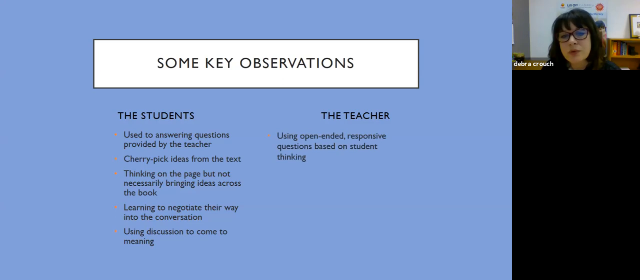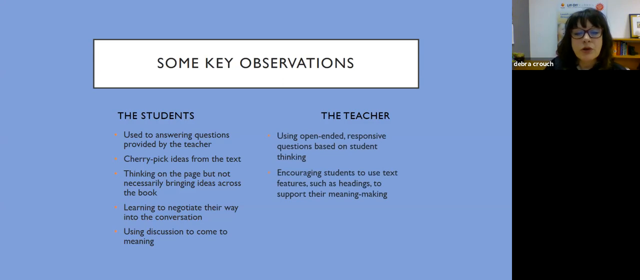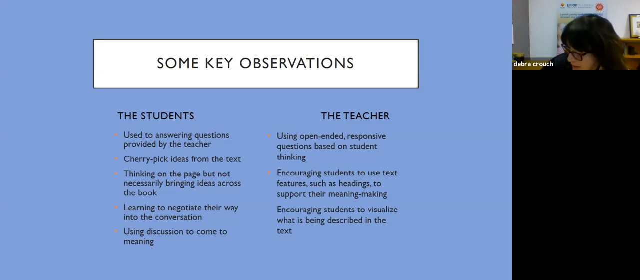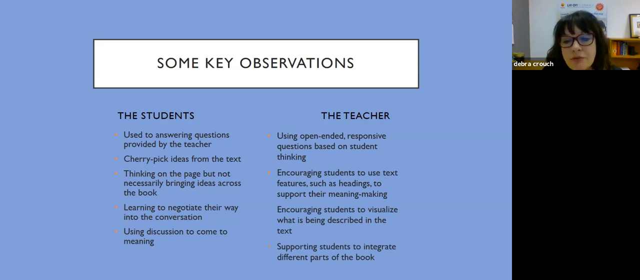So one of my roles is using open-ended responsive questions based on their thinking, so that I'm responding to what the kids are thinking and talking about, and encouraging them to use text features to support their meaning making, using what the text offers to help them out, and encouraging them to visualize what has been described in the text. When there are explanations of different kinds of things, I need the kids to not just say the words on the page, but to make meaning of what they're hearing and thinking about, and to integrate different parts of the books.